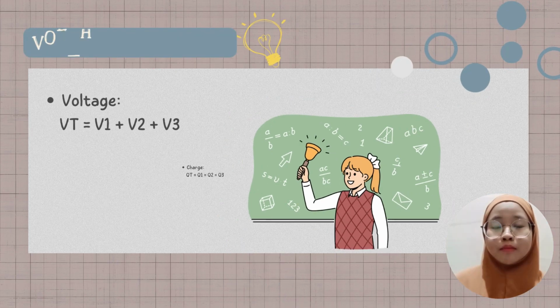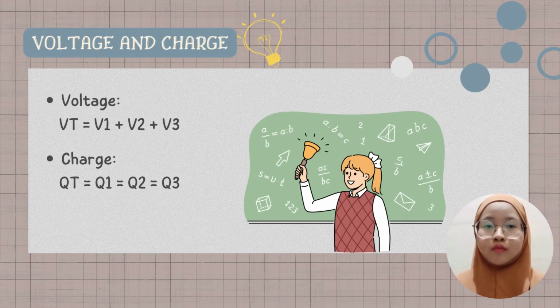Other than that, when it comes to a series circuit, we can also find the voltage and charge using the formula below. To find voltage, we use V total equal to V1 plus V2 plus V3, and to find charge, we use Q total equal to Q1 equal to Q2 equal to Q3.